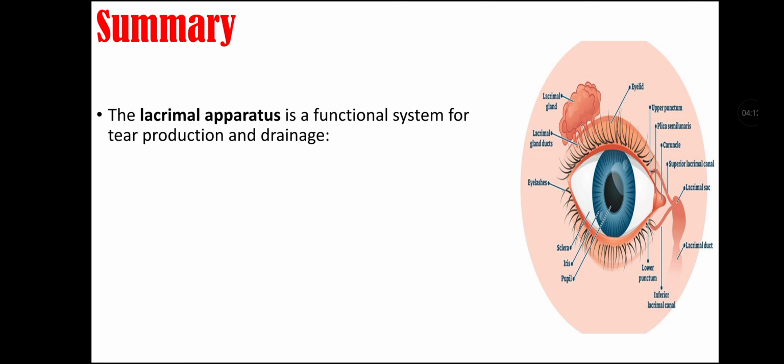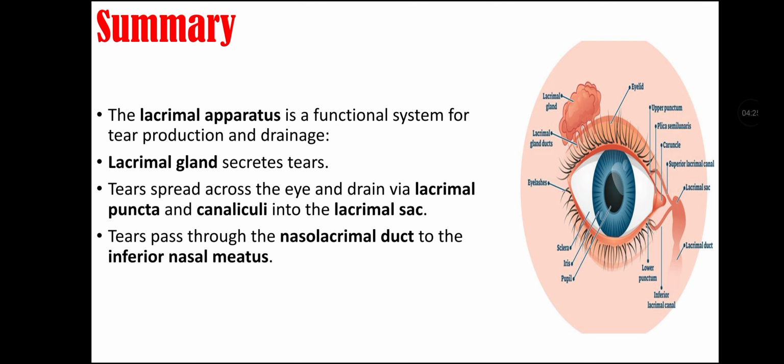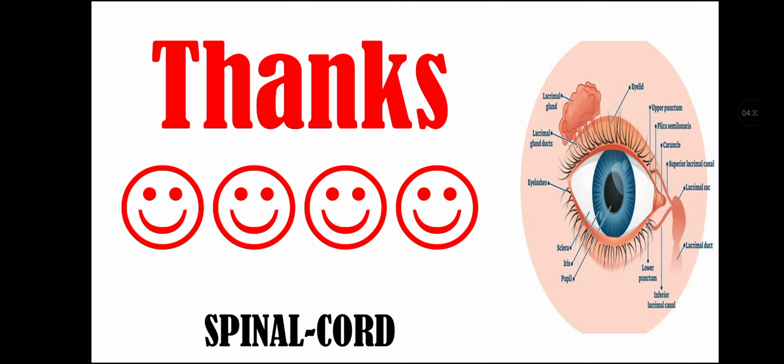Summary: lacrimal apparatus is a functional system for tear production and drainage. Lacrimal glands secrete tears, then tears spread across the eye and drain through the lacrimal puncta and canaliculi into the lacrimal sac. Tears pass through the nasolacrimal duct to the inferior nasal meatus, and this system maintains ocular health, lubrication and protection. And this was all about lacrimal apparatus.